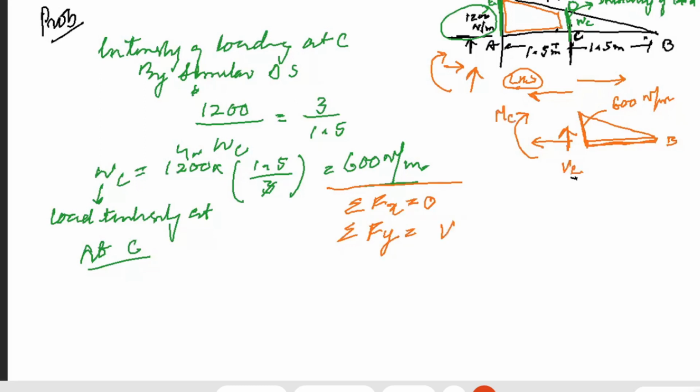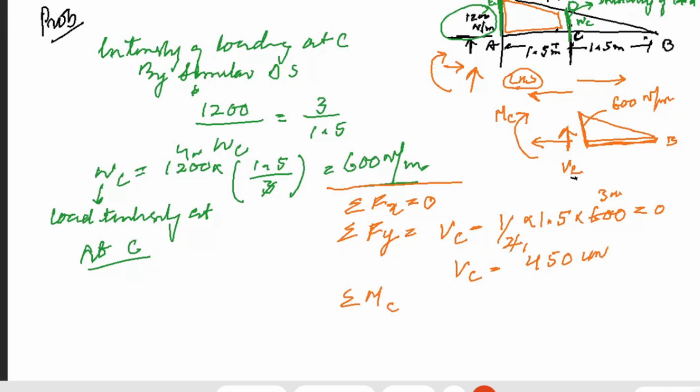VC minus the load. The load is the area of the diagram: half of base. How much is the base? It is 1.5, and the altitude is 600. So VC comes out to be 450. That is the shear force at C. So summation of moment at point C is again 0.